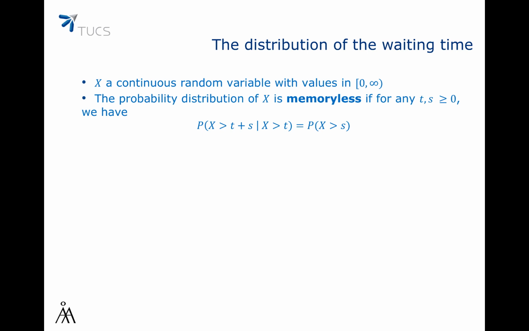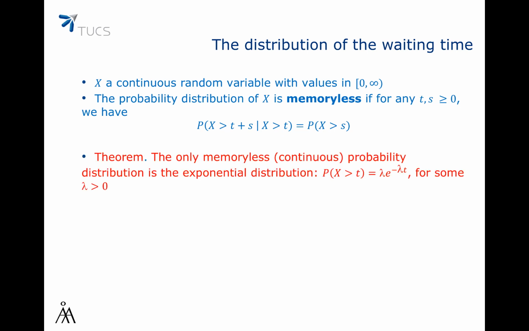Mathematically, we write that the probability of x being larger than t plus s, knowing already that x is larger than t, is equal to the probability of x being larger than s. Such variables are said to have memoryless probability distributions. There is an old result characterizing such variables. I don't get into the details of proving this result and I only formulate it here. It says that any such variable is exponentially distributed.